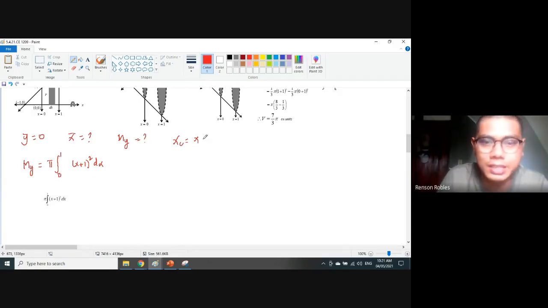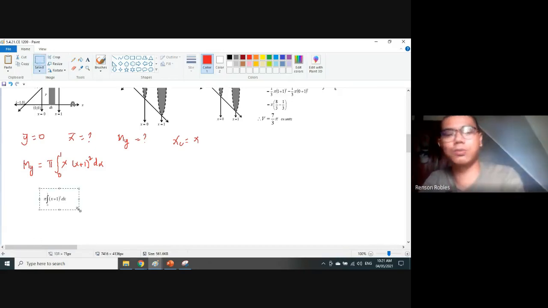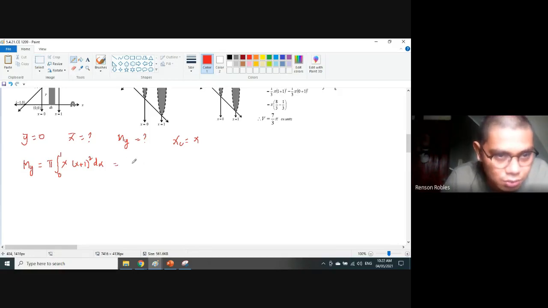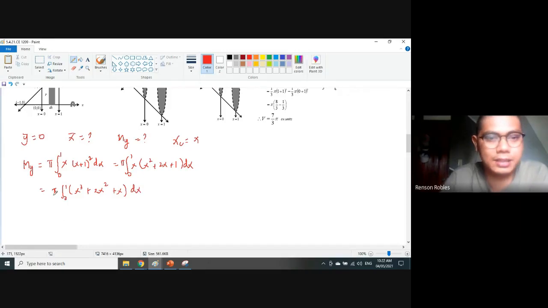And then what you need to add is this xc. And then you just affix xc here. So that's x. And you are now ready to integrate. That's the only thing that we added on the concept of the centroid and volume of solid of revolution. So you just expand. So that is pi from 0 to 1, x times x squared plus 2x plus 1 dx. And then you just introduce x to each term inside. So you have pi from 0 to 1, x cubed plus 2x squared plus x dx. Am I right?